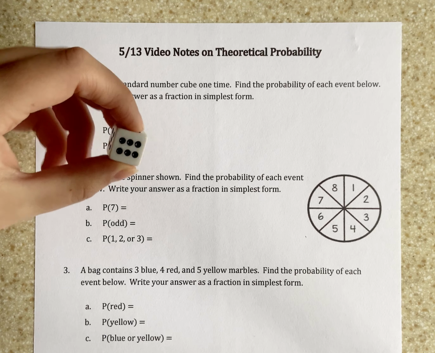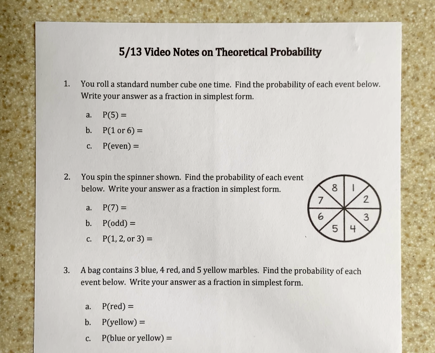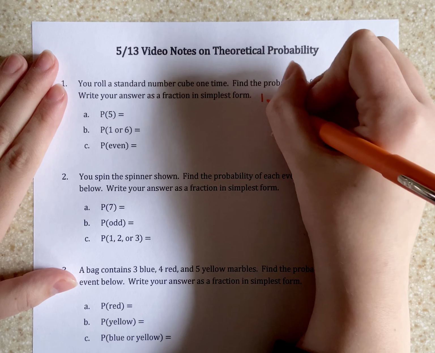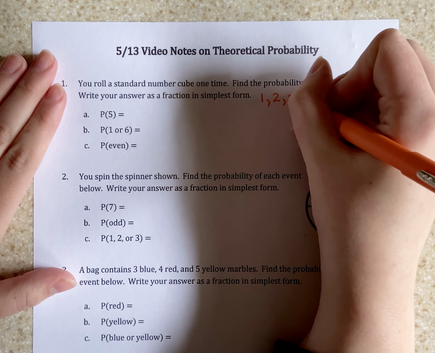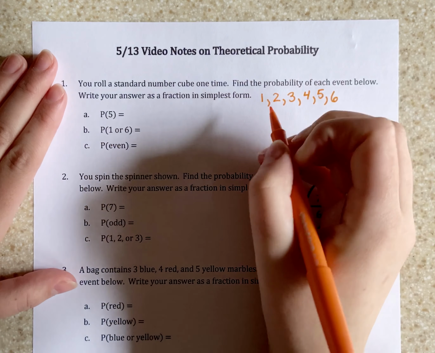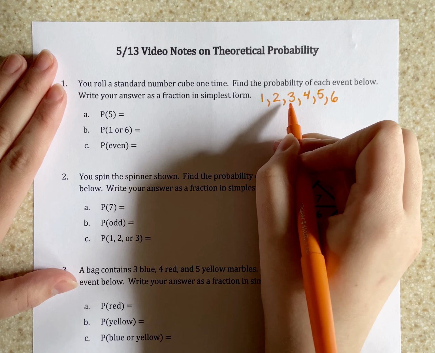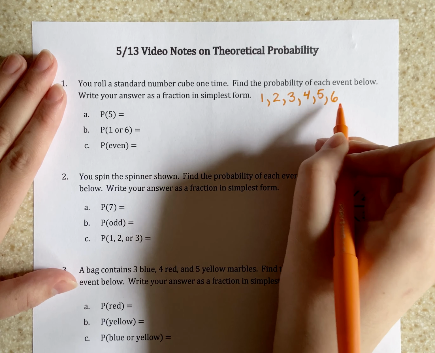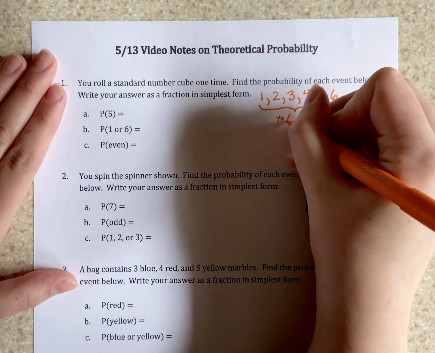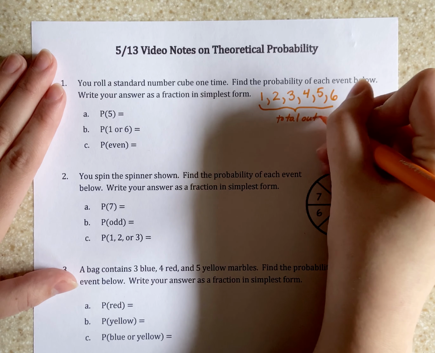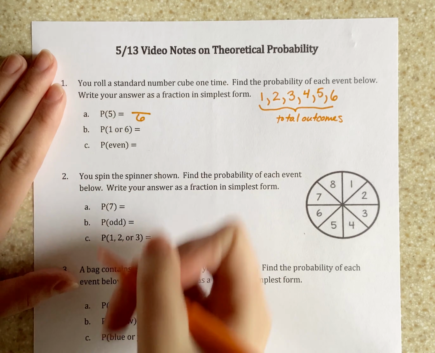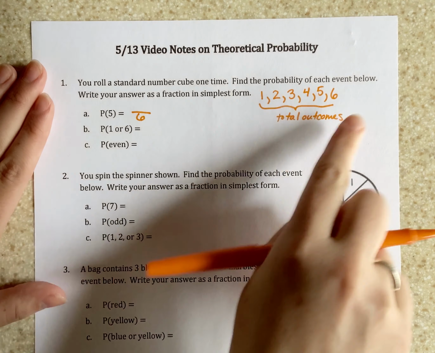So since this die has 6 sides, all the possibilities are 1, 2, 3, 4, 5, and 6. Because I could roll a 1 or a 2 or a 3 or a 4 or a 5 or a 6. This is my total outcomes. How many are there? Well, there's 6. So that means the bottom number in my fraction is going to be a 6 because there's 6 possible outcomes.